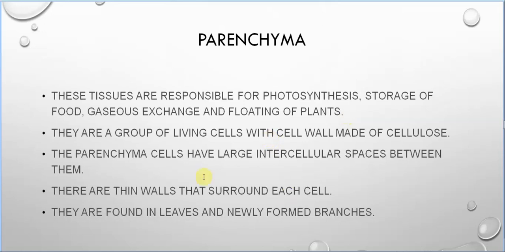The parenchyma cells have large intercellular spaces between them. There are thin walls that surround each cell. The cell walls are thin, and they are found in leaves and newly formed branches. So where are they found? They are found in the leaves and in the newly formed branches.